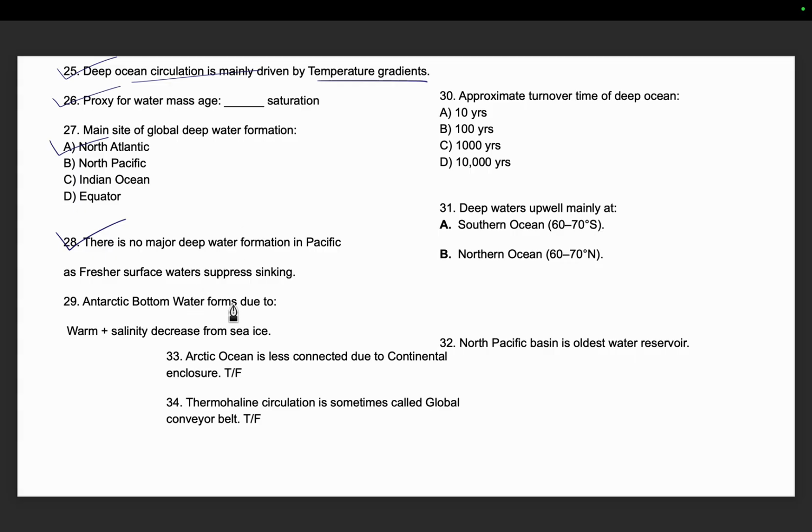Question 29. Antarctic bottom water forms due to warming plus salinity decrease from sea ice. Is this statement true or false? We have not discussed this. Just leave this. I think we will discuss it in the next class. Yes, I am stopping today at 28.